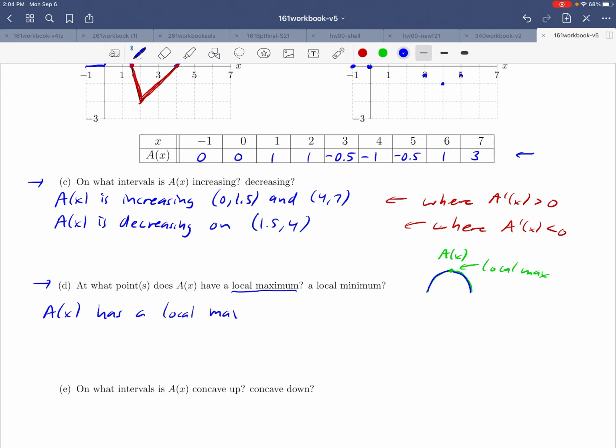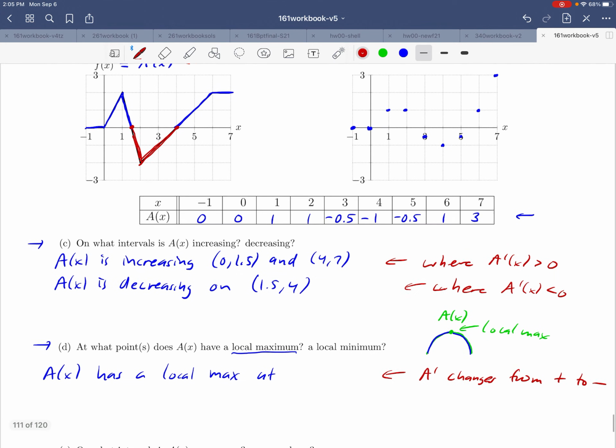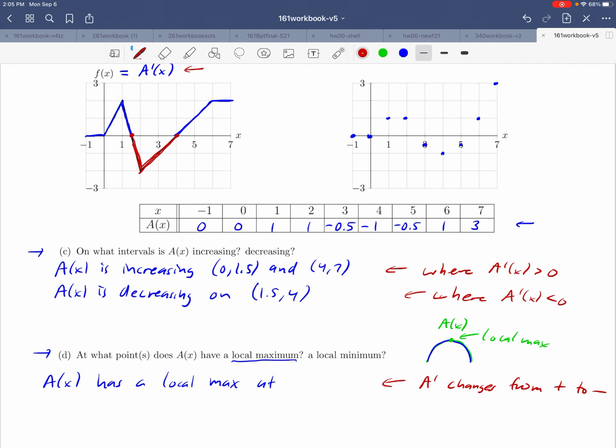Has a local max at, and we are looking for a point where a prime changes from positive to negative. So we're going to scroll back up and look at our graph of f and see if we can find a point like that. Above the x-axis to below the x-axis, notice that this point right here fits that description. The part of the graph to the left is above, the part of the graph to the right is below. So it would appear then that x equals 1.5 should be a place where a has a local maximum. And for a local minimum, it's exactly the other way around.